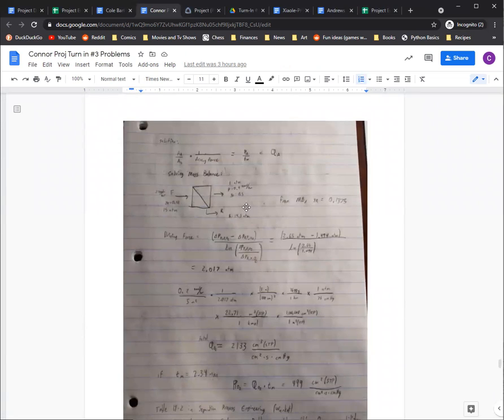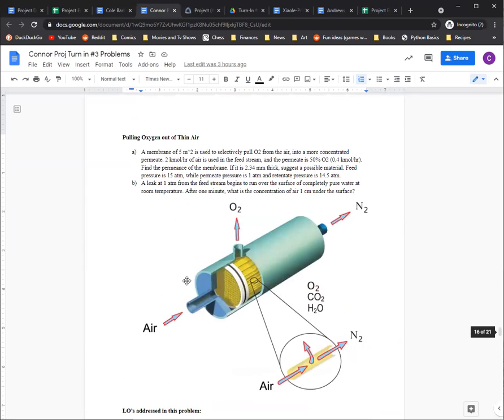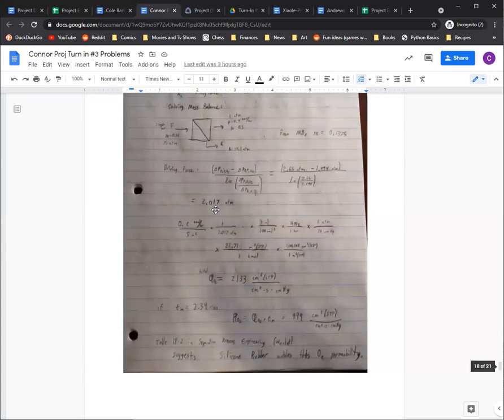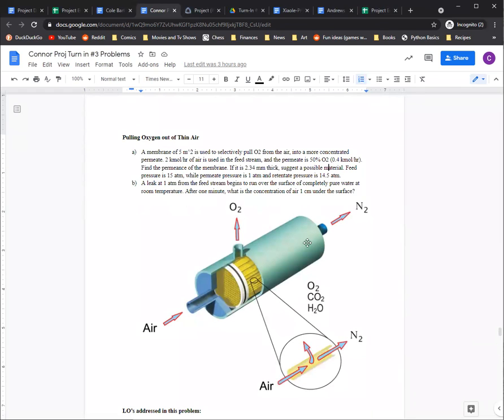Right, and then I'm kind of losing my train of thought here. It's been a long semester. So you just find the driving force in terms of pressure, calculate. Okay, so then you can calculate the permeability. Well, actually, excuse me. First you calculate the permeance, and then you're told how thick the membrane is. So you should suggest a possible material. And luckily it works out very nicely that silicone rubber is probably the most likely material that you should use here.